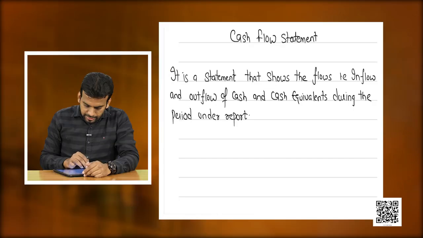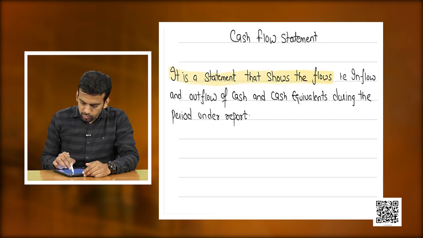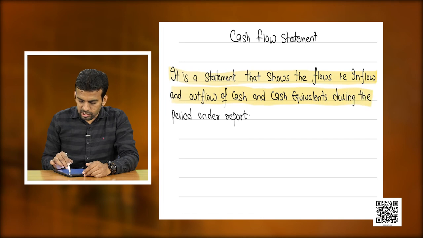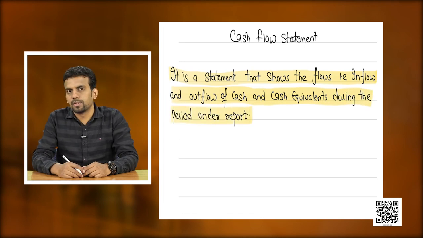Now you can see the definition on your screen. It is a statement that shows the flows, that is inflow and outflow of cash and cash equivalent during the period under report. For an example, if we are preparing financial statements for 2019-20, all kind of cash inflows and outflows would be dealt in cash flow statement.